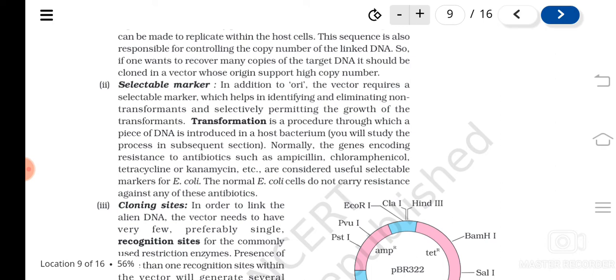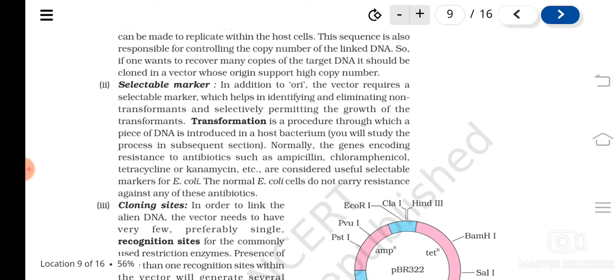This selectable marker helps in identifying and eliminating non-transformants, and selectively permitting the growth of the transformants. Only the transformants will be allowed to grow, and the non-transformants will not be able to grow in the medium. Understood? So that kind of gene sequences are needed.